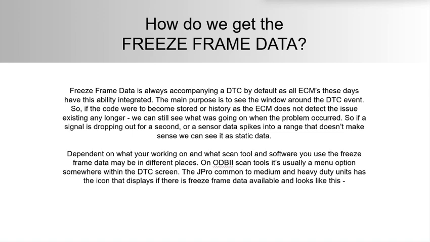So if a signal dropped out for a second, or a sensor's data spikes into a range that doesn't make sense, we can see it as static data. Depending on what you're working on, and what scan tool and software you use, the freeze frame data may be in different locations. On OBD2 scan tools, it's usually a menu option somewhere within the DTC screen. The J-Pro common to medium and heavy duty units that we use has an icon that displays if there is freeze frame data available, and it looks like this here.